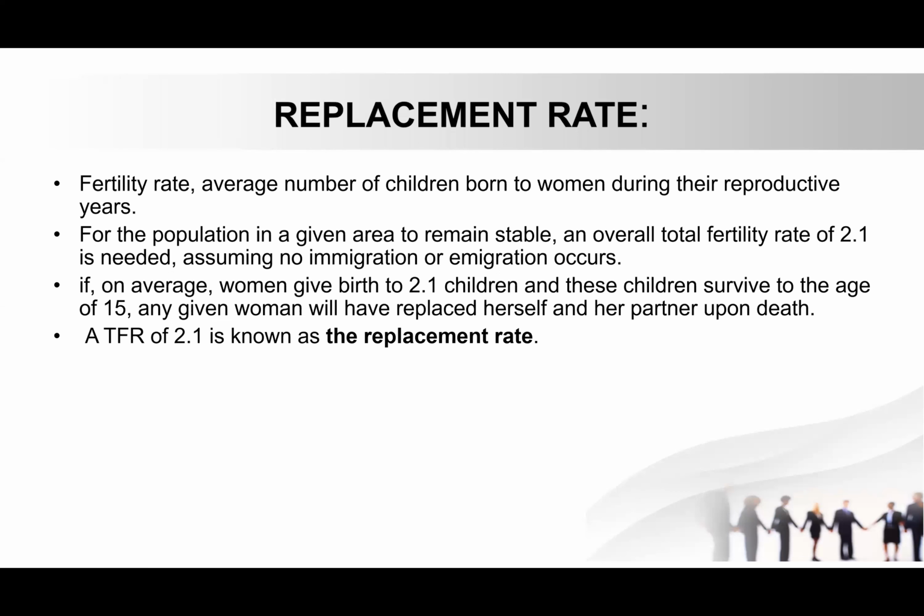Replacement rate: the fertility rate is the average number of children born to women during their reproductive years. For the population in a given area to remain stable, an overall total fertility rate of 2.1 is needed, assuming no immigration. If an average woman gives birth to 2.1 children and these children survive to the age of 15, any given woman will have replaced herself and her partner upon death. A total fertility rate of 2.1 is known as the replacement rate.